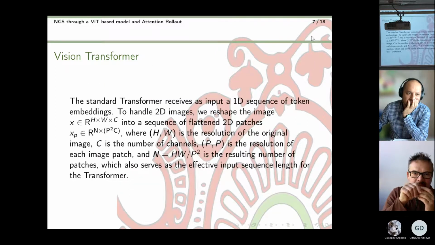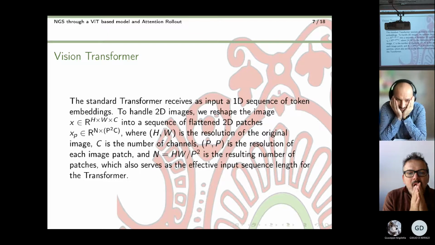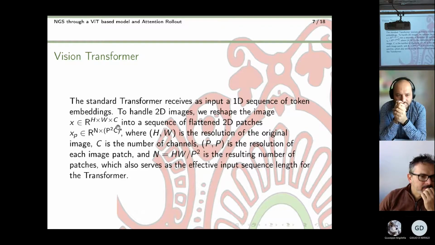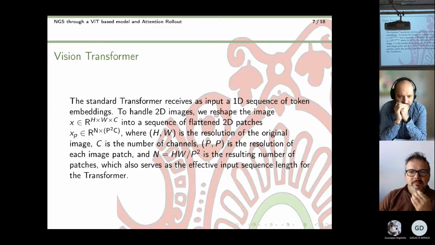So in order to recap, the standard transformer receives as input a 1D sequence of tokens, while the vision transformer receives 2D images in the shape of 3-dimensional data, because we have the dimension of channels. And such images have to be reshaped into a flattened sequence of 2D patches belonging to R^(N×(P²·C)), where H×W is the resolution of the original image, C is the number of channels, P×P is the resolution of each image patch, while N is the number of total patches.